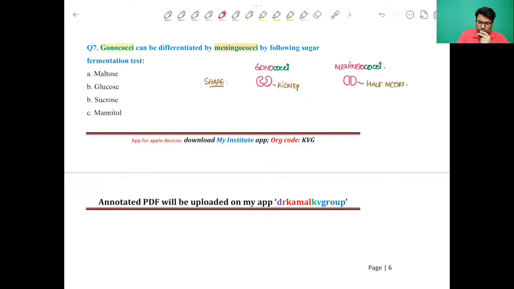Now remember, both the bacterium, they ferment glucose. So glucose fermenter, but the sugar, which is, yes, kidney, yes, of course, yes, you are right. So the third is the sugar, and this is only for meningococcus. Right? So this, in terms of sugars, we use maltose. So maltose formation, you can just remember M for maltose and M for meningococci.